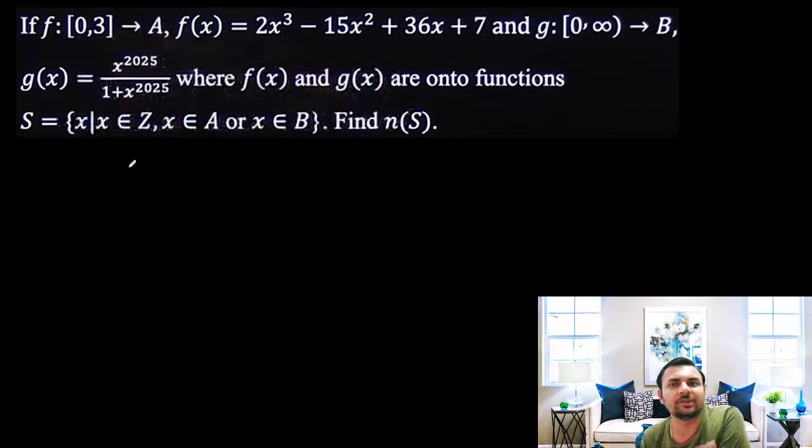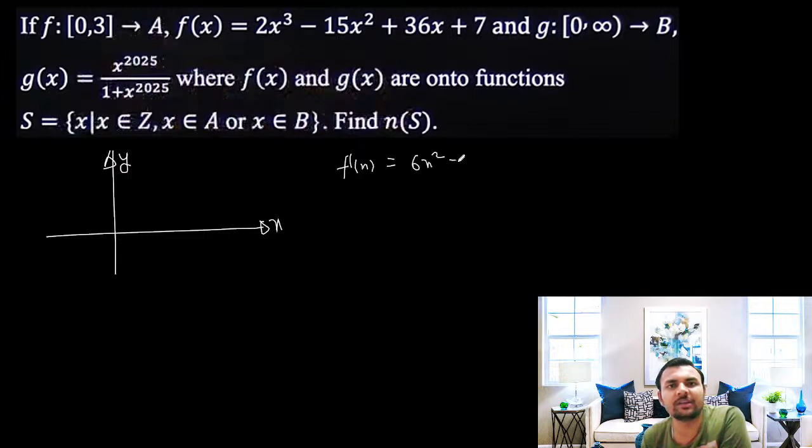So find such things. Let's plot the graph. For the first function, if you differentiate, f dash x is 6x squared minus 30x plus 36. It factors as 6(x minus 2)(x minus 3). So it has two critical points, at 2 and 3. The sign is plus, minus, plus. That means it's a cubic, increasing.